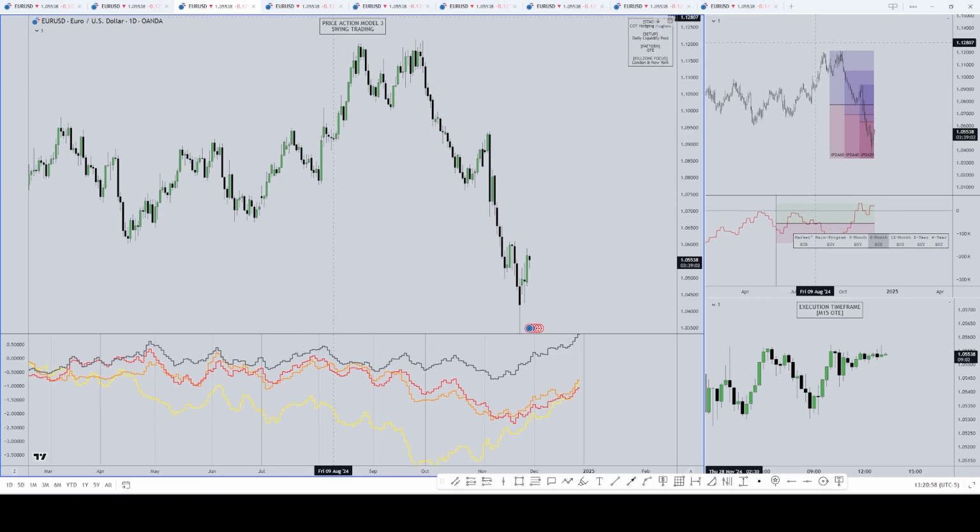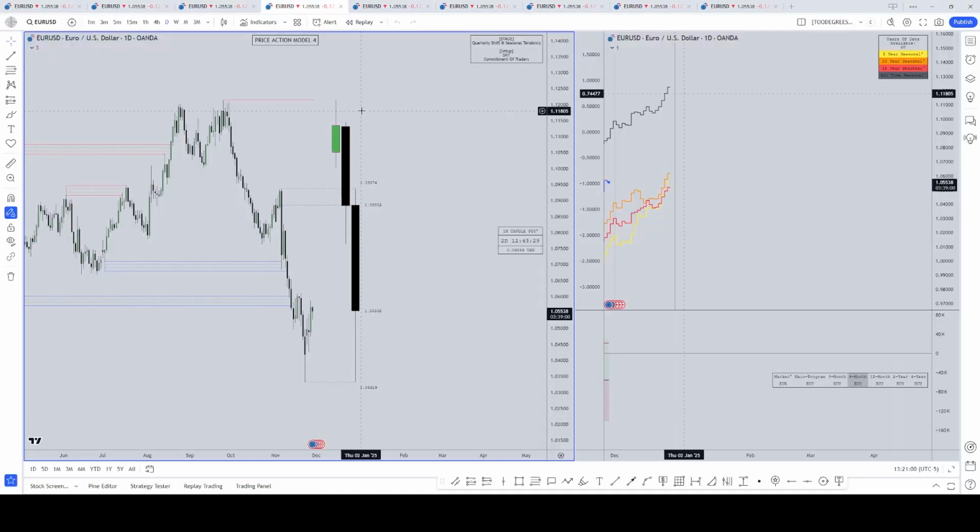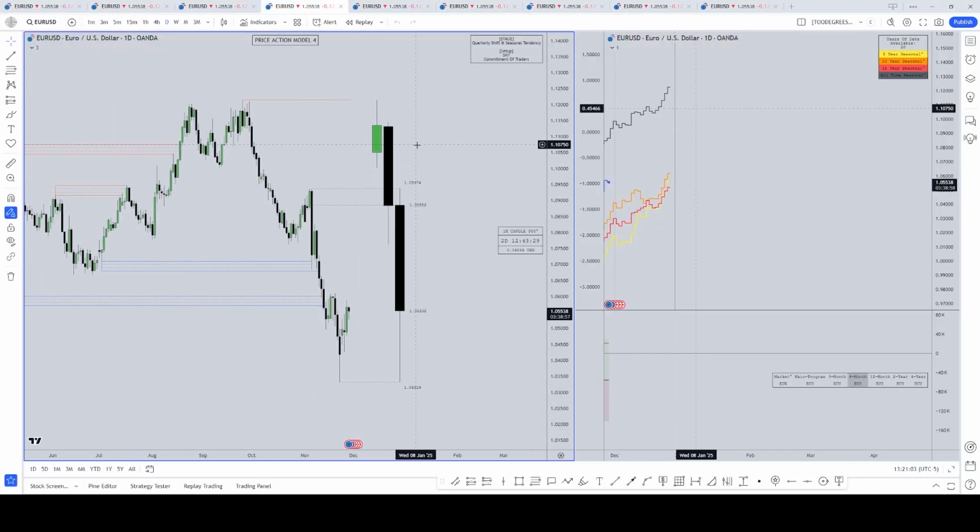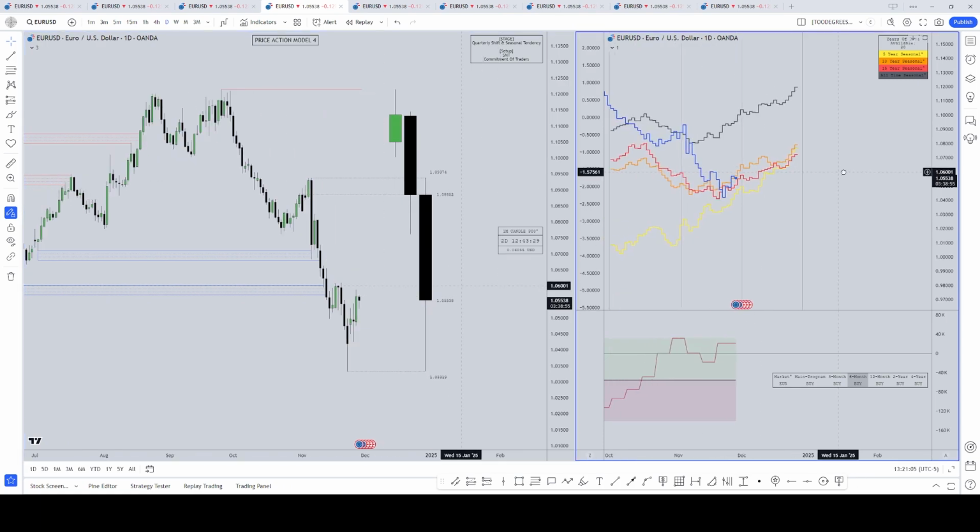All right, then we'll have price action model 4. Let me know if there are any questions, by the way. Feel free to ask them and we can answer anything that comes up, you know.